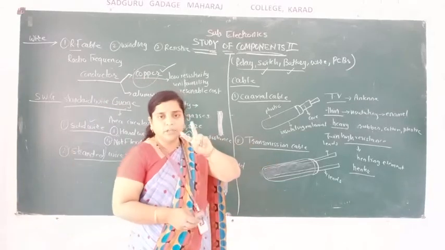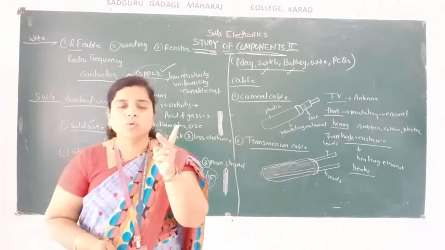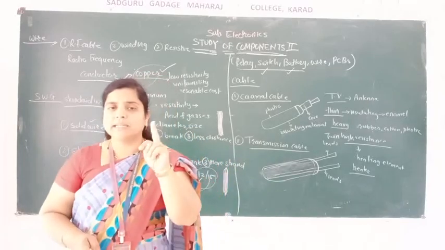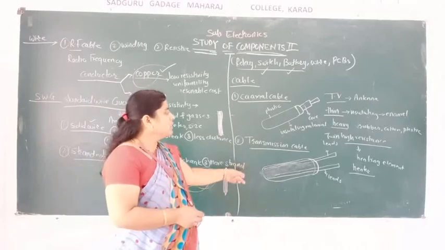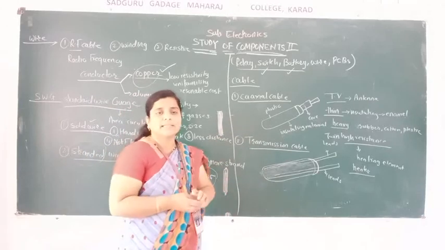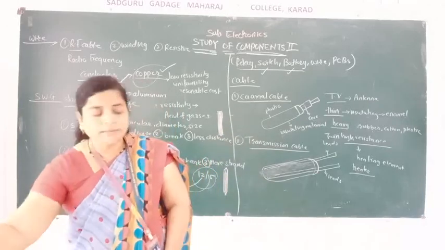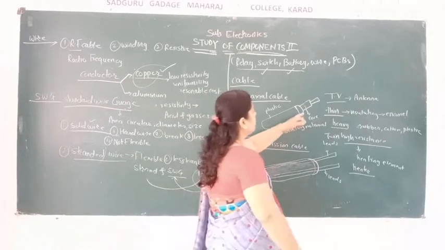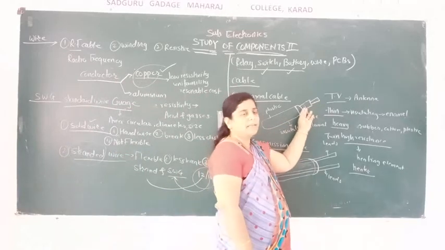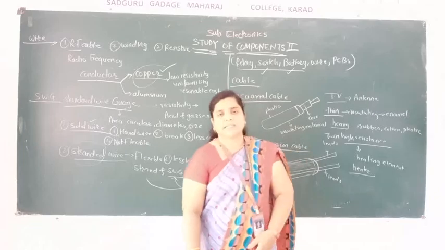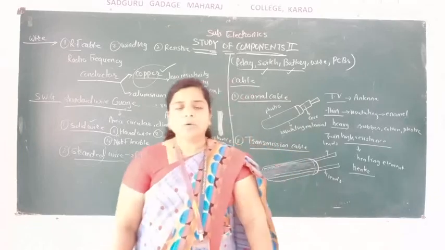Okay, it has two twin leads. Twin means what? Two leads, to transmit and to receive. Okay, so these are the transmission cable. And coaxial cable means what? It is nothing but one common pole used in the insulating material and it is again covered with the plastic cover. It is called the coaxial cable.